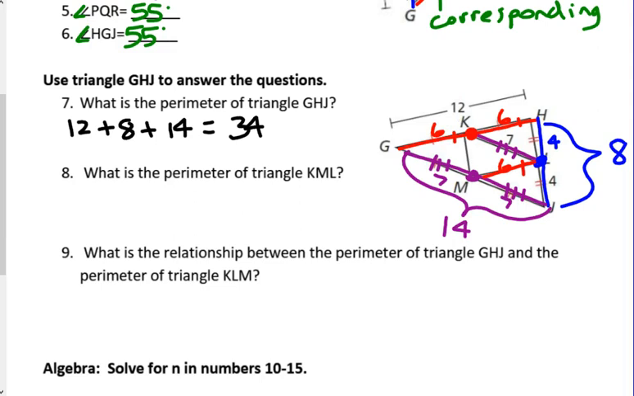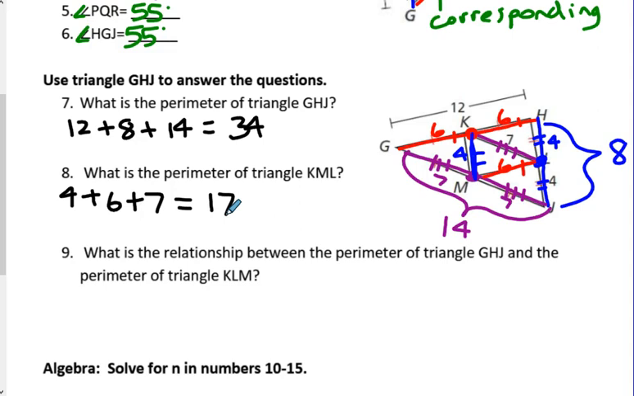Over here, HJ was 8, so the mid-segment is half of that, and we know it's going to be 4. That's going to have 2 tick marks on it, just like these do. So now we can add up all those mid-segments. 4 plus 6 plus 7 equals 17. And you might notice that the mid-segment perimeter is half of the outside triangle's perimeter. Okay? So that's 7, and that's 8.